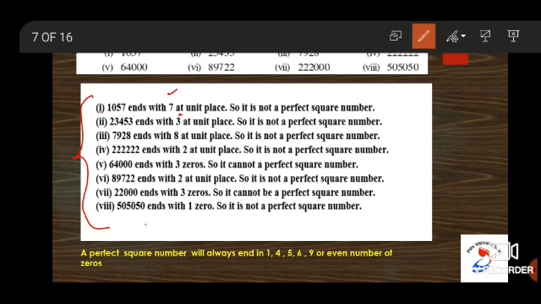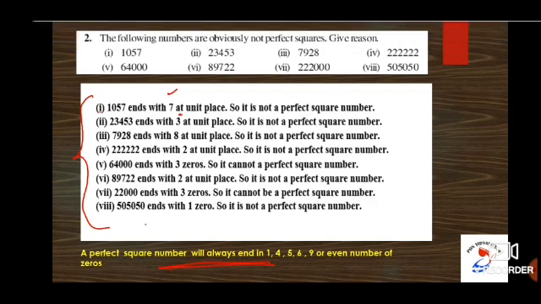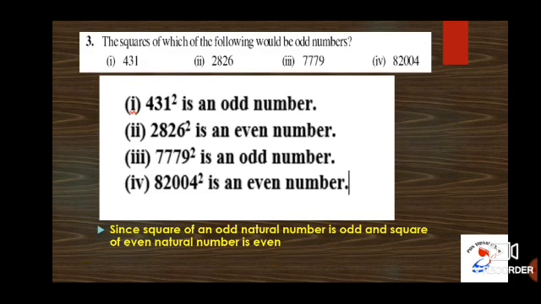So the reason you will write behind all these subdivisions is, a perfect square number will always end with 1, 4, 5, 6, 9 or an even number of zeros. So obviously these are not perfect square numbers because a perfect square number will end in 1, 4, 5, 6, 9 or an even number of zeros. Let's move on to the third sum.